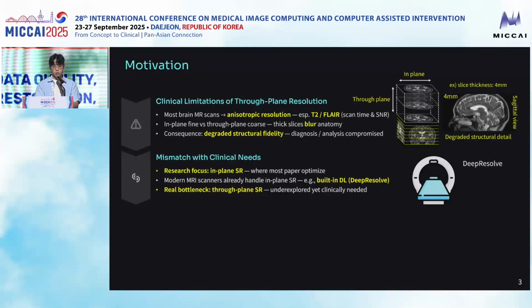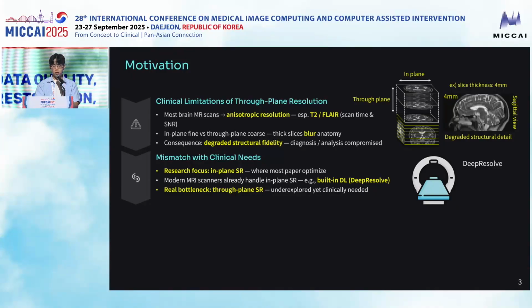And here's where the gap appears. Most existing SR models focus on in-plane resolution enhancement, but modern MRI scanners already handle that using a built-in deep learning method, which is Deep Resolve. The real clinical bottleneck is through-plane resolution. And surprisingly, this is still underexplored in many deep learning approaches. So there's a mismatch between what SR models optimize for and what clinicians actually need.